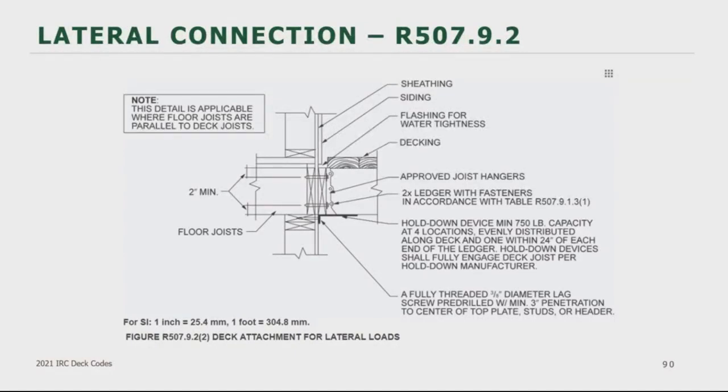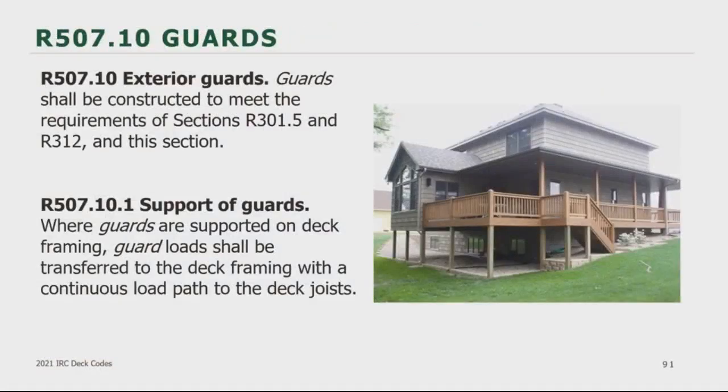Here's the last topic that we'll cover, which is guards. Prior to the 2021 IRC, the code user was referred to sections R301.5 and R312.1 for all requirements on guards. These are the same sections for any other guard on a house. The 2021 IRC still refers you there, but also brings in some other requirements that are specific to exterior decks in R507.10.